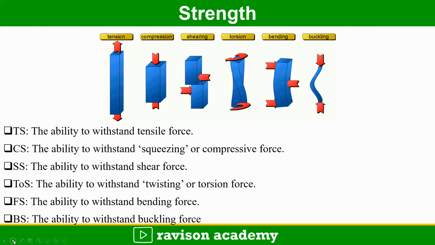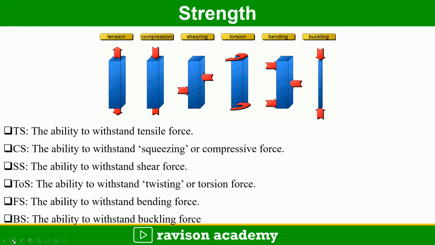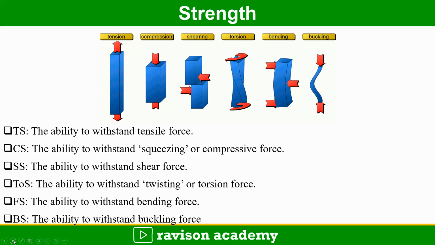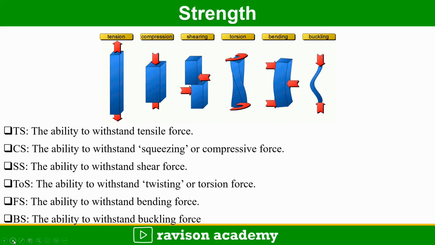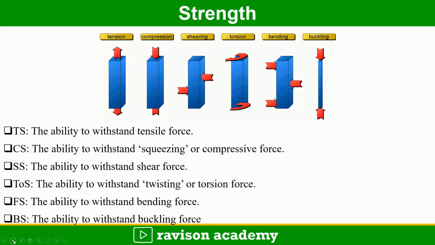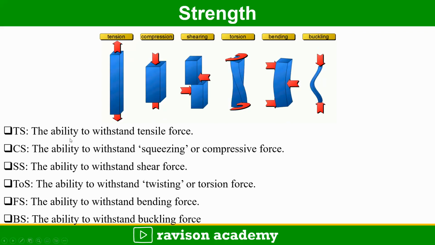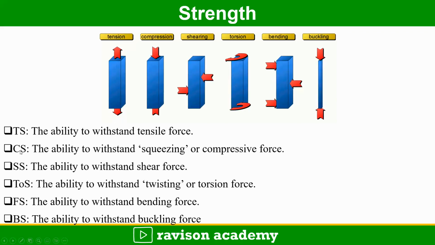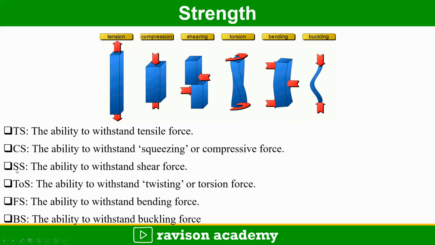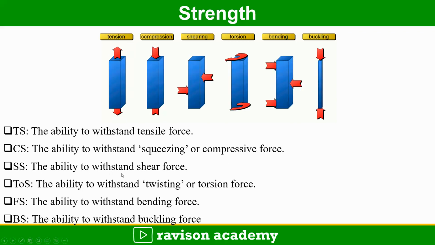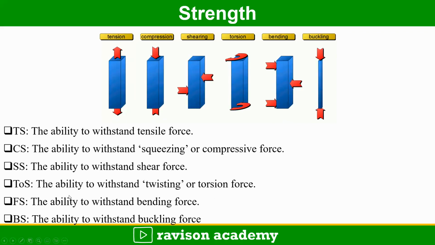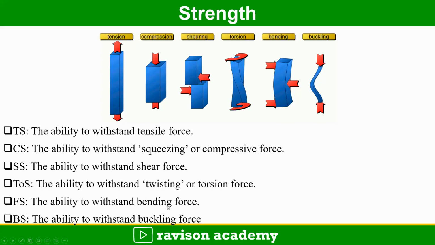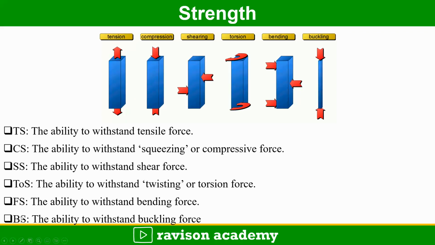So coming to the strength, there are different types of strength like tensile strength, compressive strength, shear strength, torsional strength, flexural strength, bending strength, and buckling strength. Tensile strength is the ability to withstand the tensile force. Compressive strength is the ability to withstand squeezing or compressive force. Shear strength is the ability to withstand shear force. Torsional strength is the ability to withstand twisting or torsional force. Flexural strength is the ability to withstand the bending force. And buckling strength is the ability to withstand the buckling force.